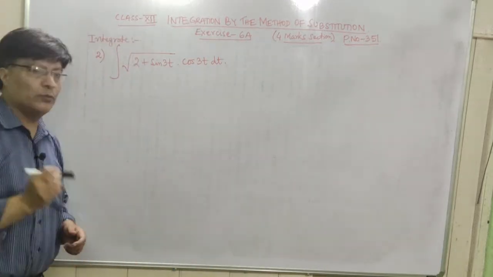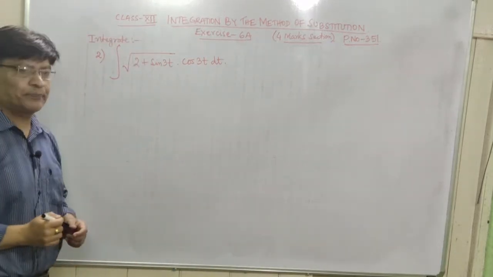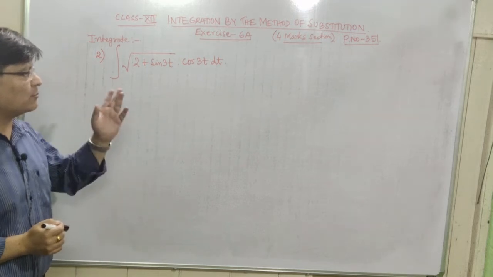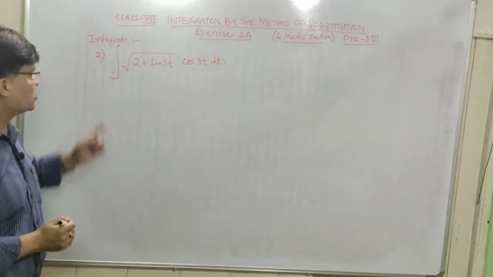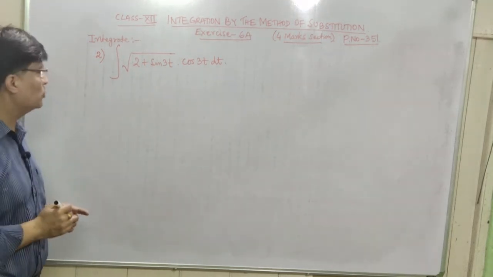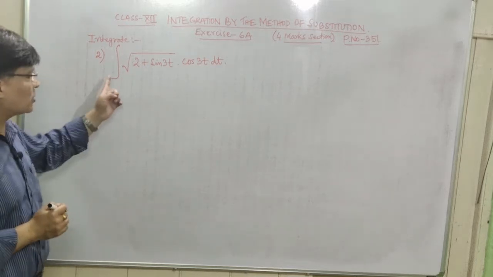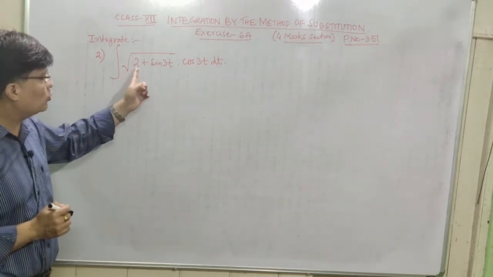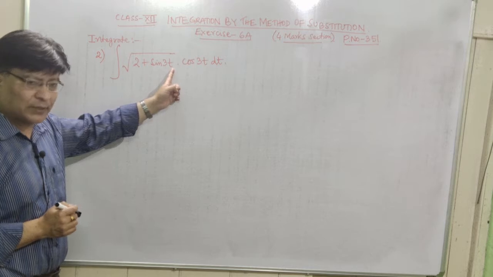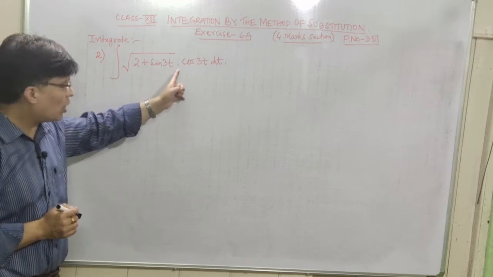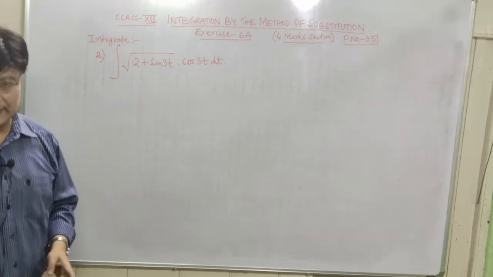So now we'll do this question number 2, same exercise 6A, same section, 4 mark section. Now let's do this integration, question number 2. So now it is integration of within square root 2 plus sine 3t, dot cos 3t dt.